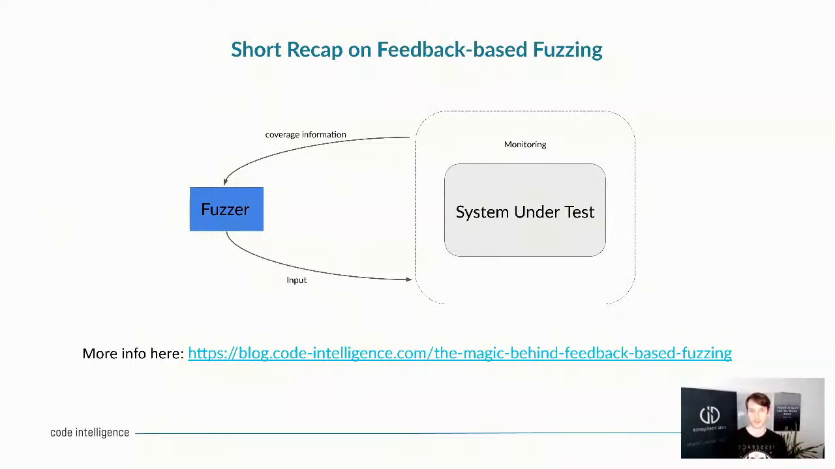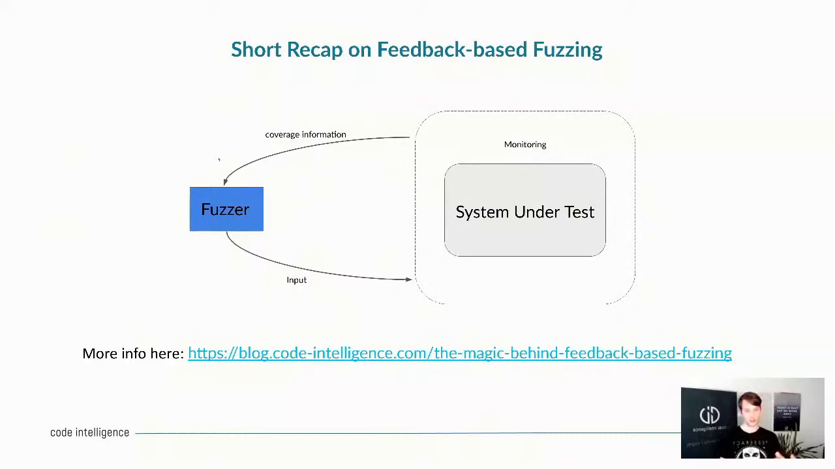With feedback-based fuzzing, we also have this second arrow here. So we have the coverage information that is fed back to the fuzzing engine for every input that it created. So the fuzzer creates one input, executes the system under test on this input, and is monitoring it for crashes. And after this is done, the system under test will feed back some information about which code was actually executed.